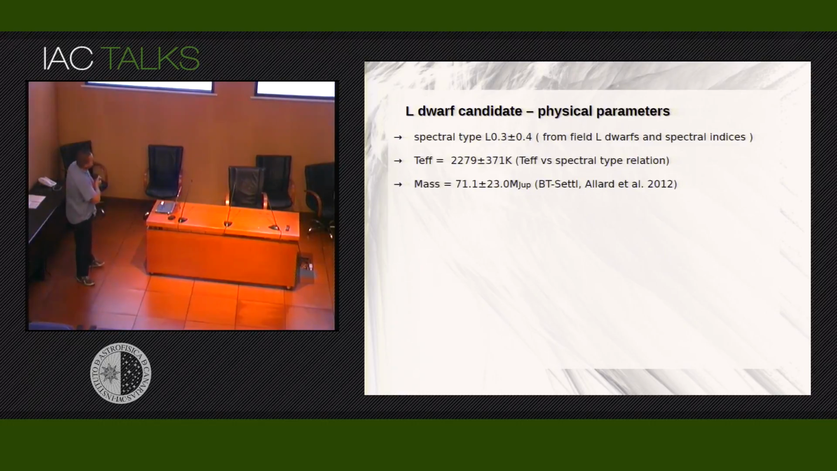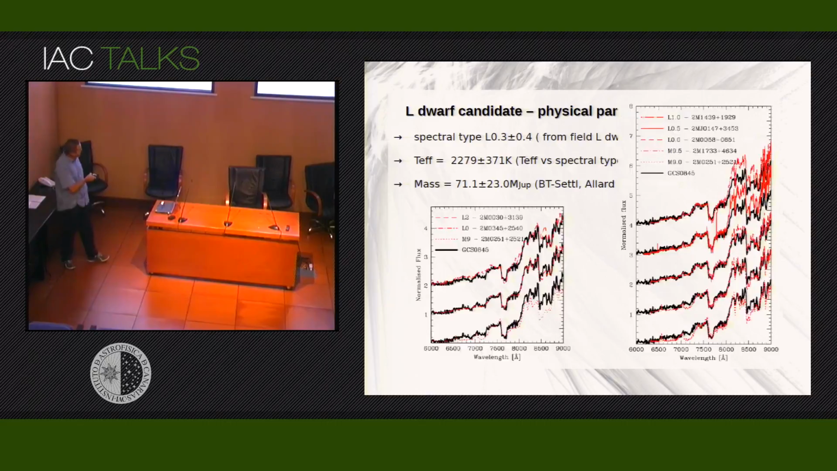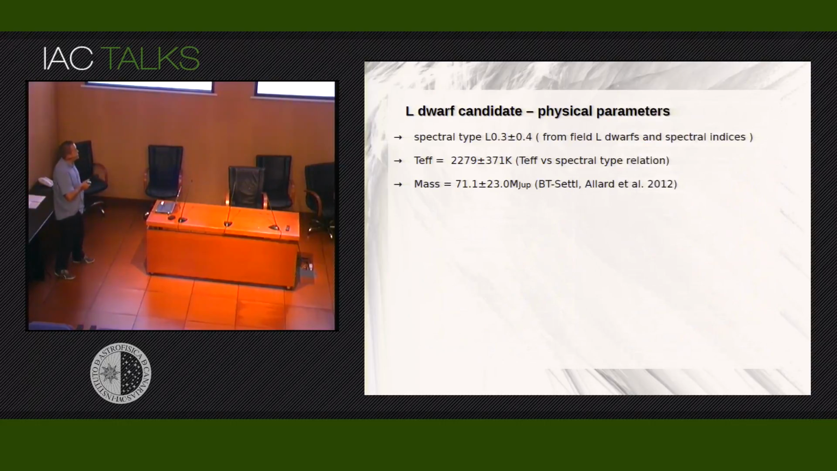So the physical parameters we have obtained for our object: we derived a spectral type of L0.3 with an error of 0.4. This was obtained first by visual comparison with other field objects observed with the same instrument, an L2 dwarf, an L0 dwarf, and an M9, and we found better agreement with the L0. We also took some field objects whose spectra were taken from the literature, did a visual inspection, and the best agreement was with L0. We used spectral indices, and we also obtained the RMS by different normalization points. This gave us different values of spectral type, and this is where we got our L0.3. This was the average, and the standard deviation was 0.4.